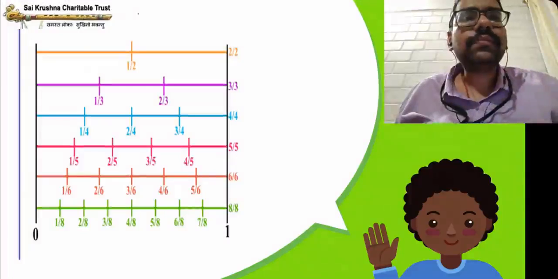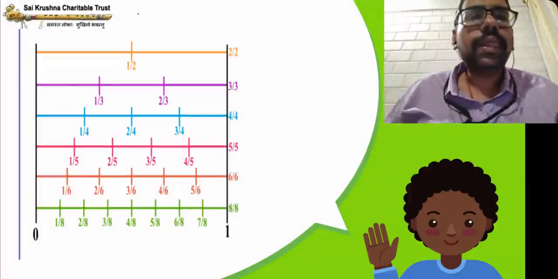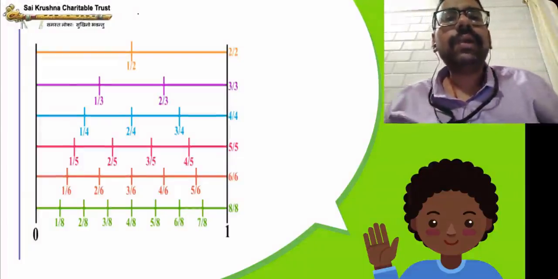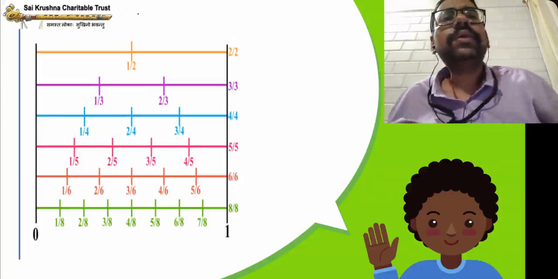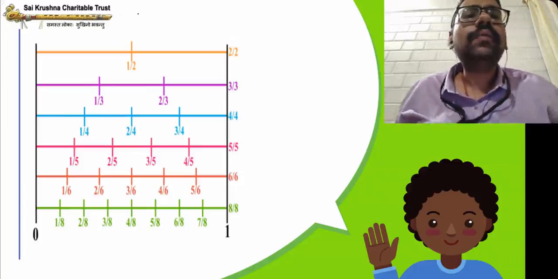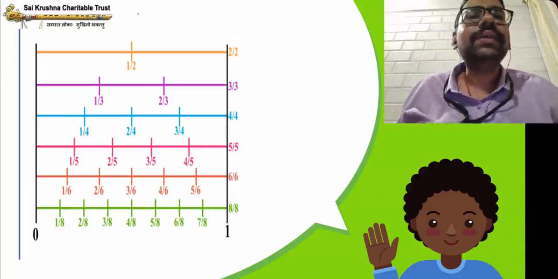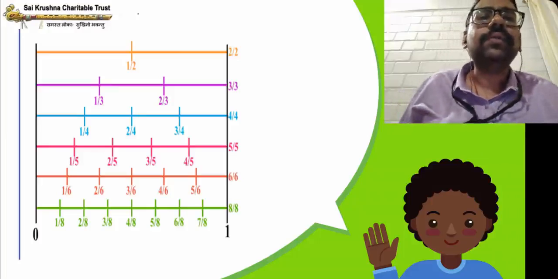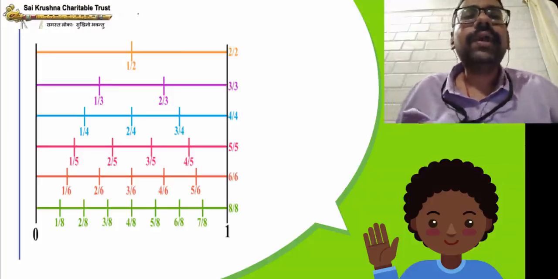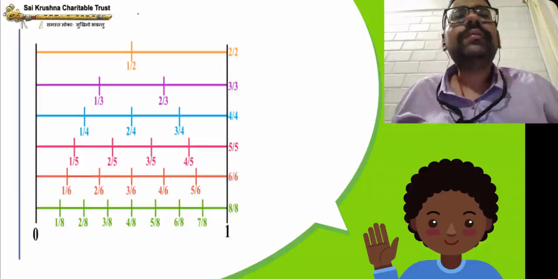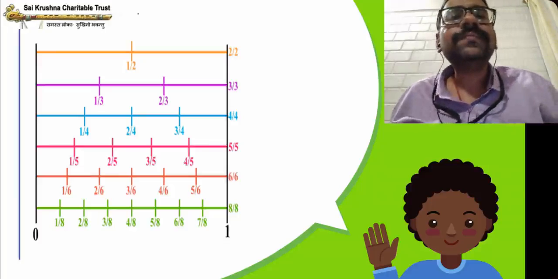Okay. Next example. Suppose you want to plot 1 by 2. How can you plot it? We'll start with 0 by 2. I told you, 0 divided by any number is 0. Here the denominator is 2, so we'll start with 0 by 2 only. After 0, which number comes? 1. So 1 by 2. Next, if you want to plot 2 by 3, you'll start with 0 by 3. After 0, 1. After 1, 2. So 2 by 3 you can plot.